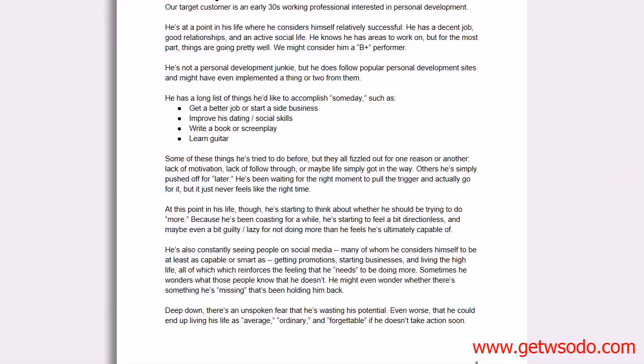Okay, welcome back. If you take a look at this excerpt from the positioning document, I see a lot of things that tell me about our customers' hopes, fears, pains, and dreams. Let's take a look. It just never feels like the right time. He's starting to think about whether he should be trying to do more. This person's starting to feel a little directionless, even a bit guilty or lazy for not doing more than he feels capable of. What about this one? Sees people getting promotions, starting businesses, living the high life, and wondering what they know that he doesn't. Deep down, there's an unspoken fear that he's wasting his potential.